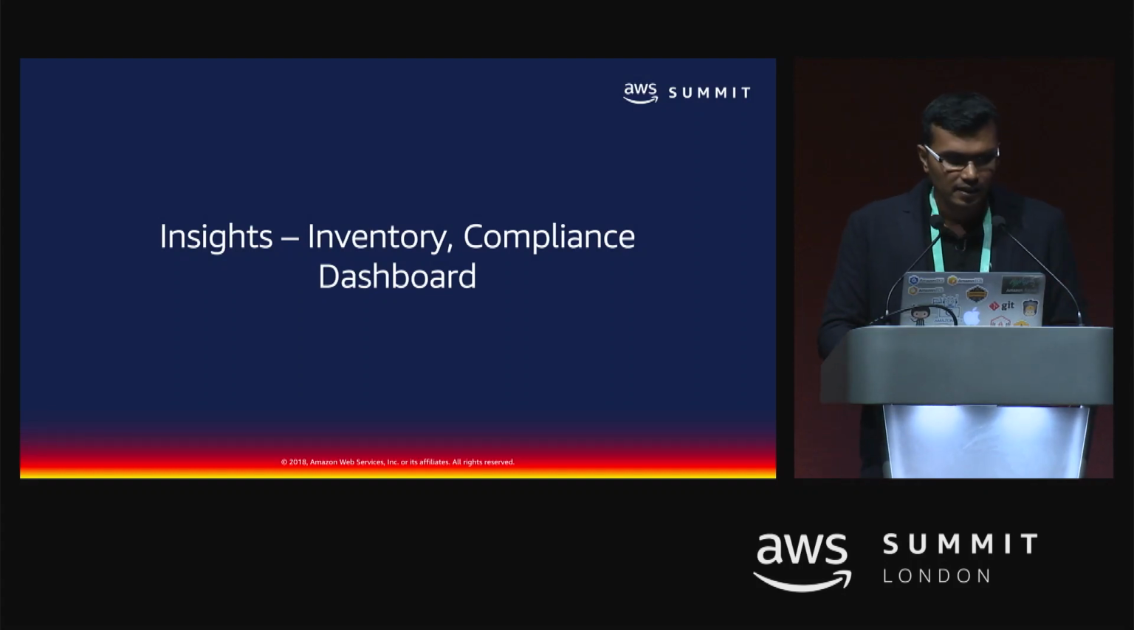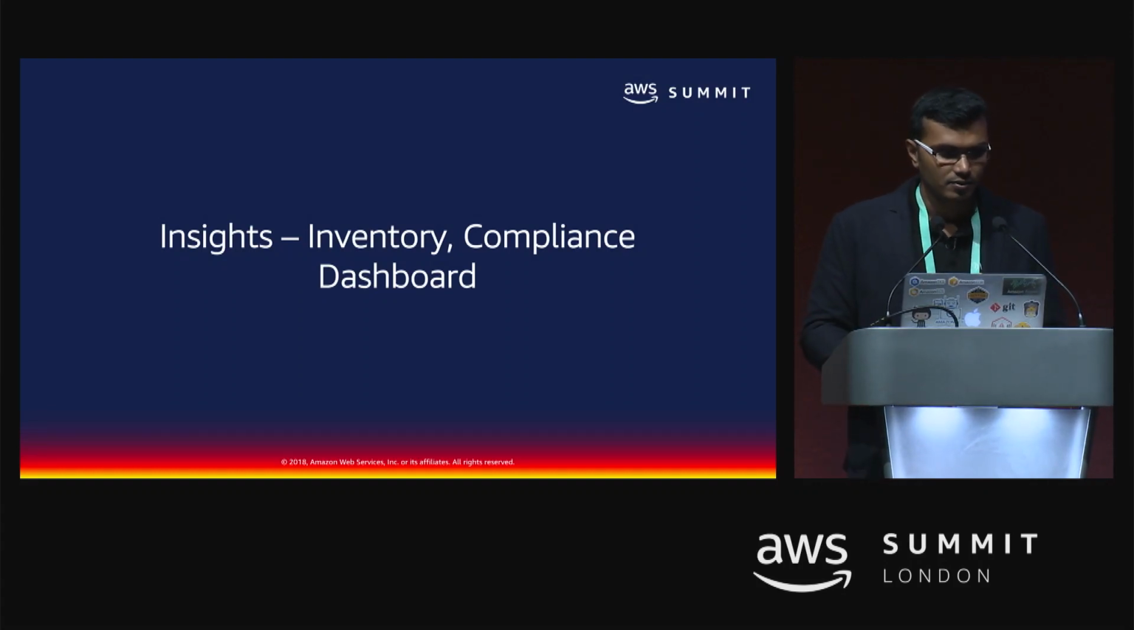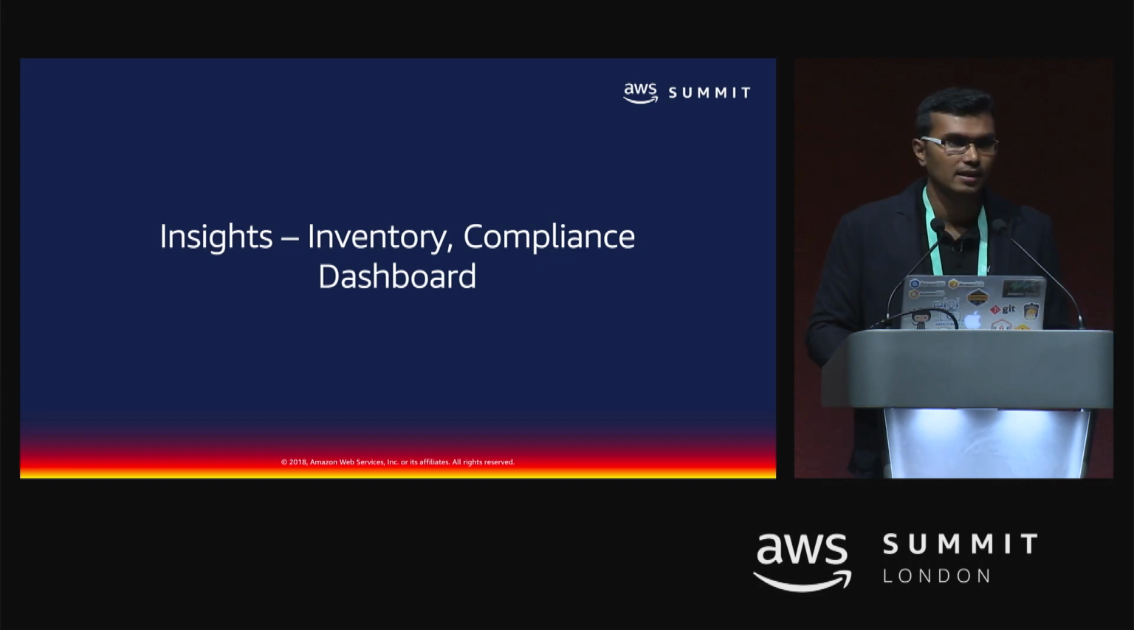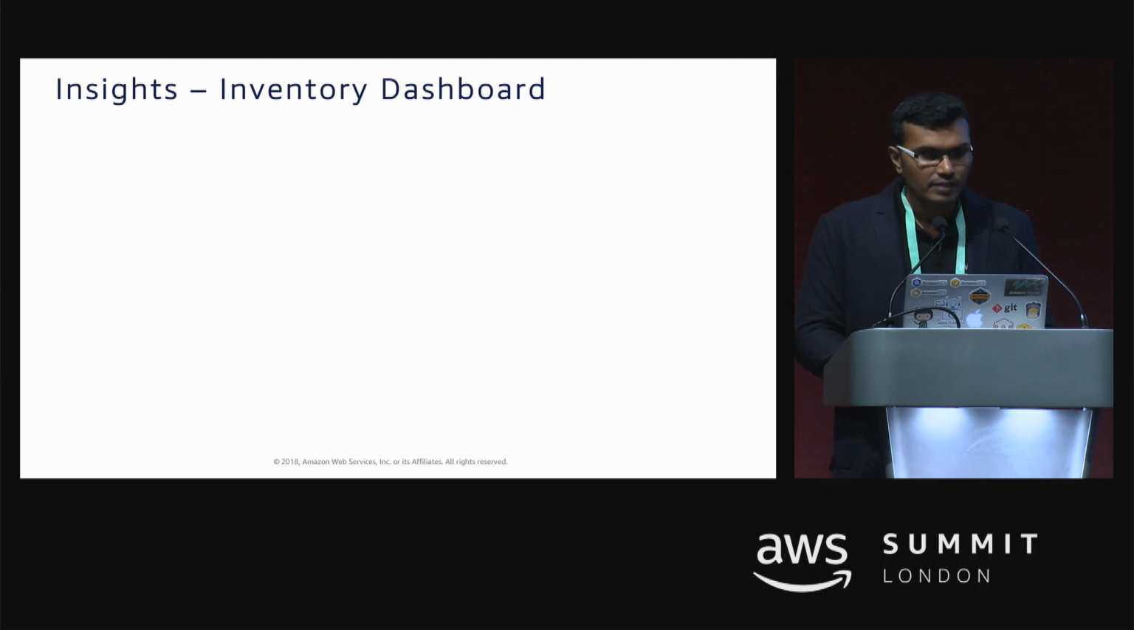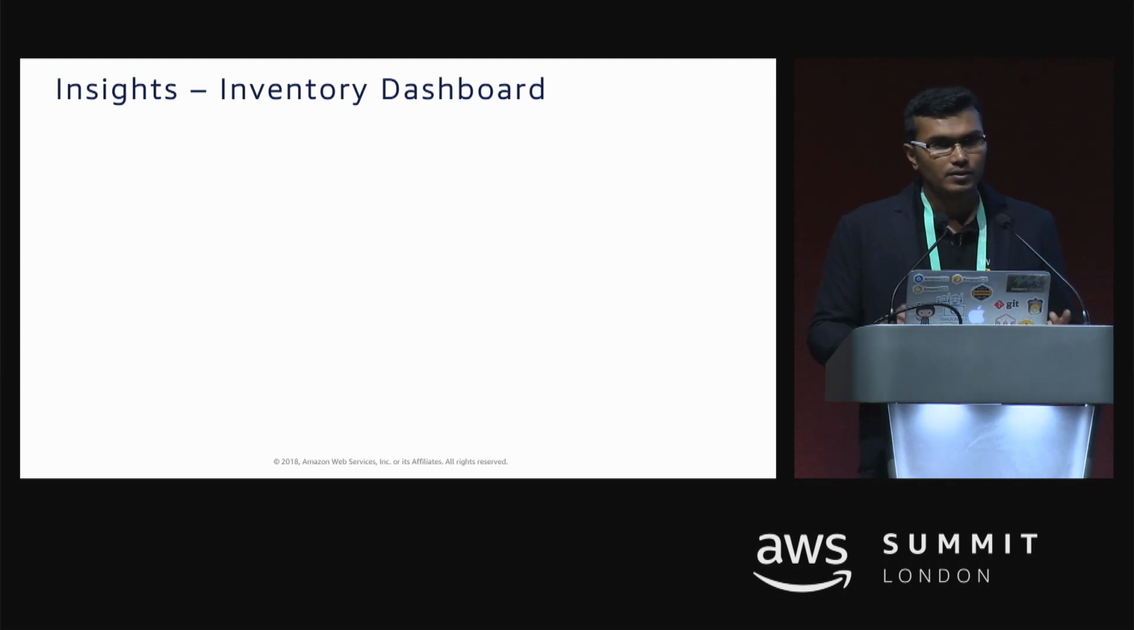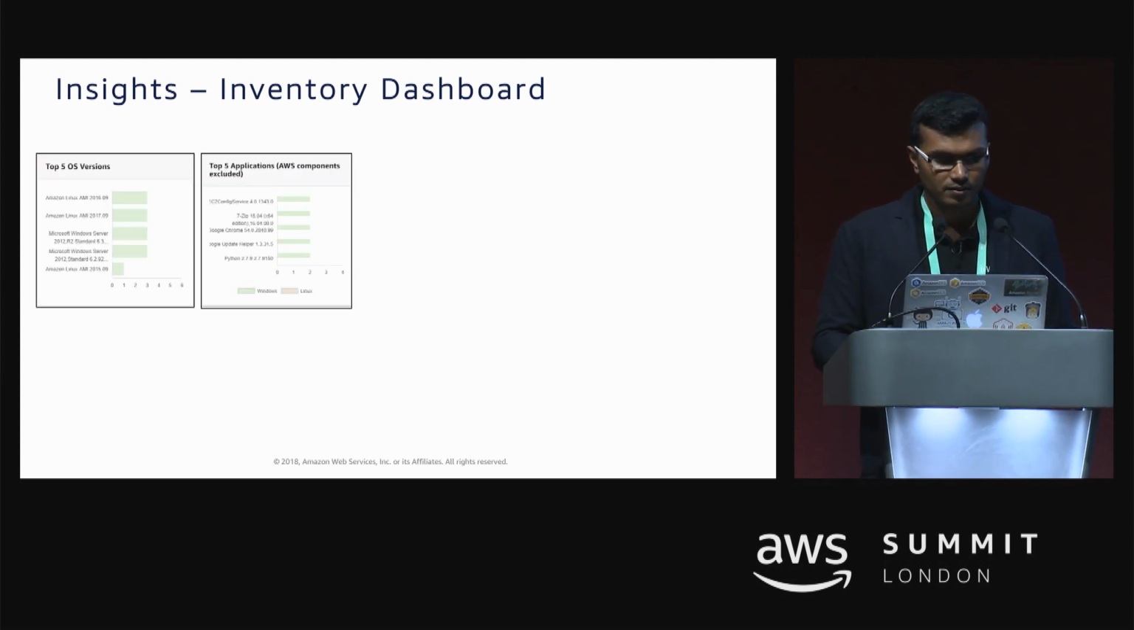So moving on to the insights bits. We have seen an example of how compliance looks. Let's have a look at the inventory dashboard. Inventory is a way for you to discover and audit your software. It includes all your software versions, packages, and hotfixes that you have installed, and you can use this information to perform security and incident analysis.